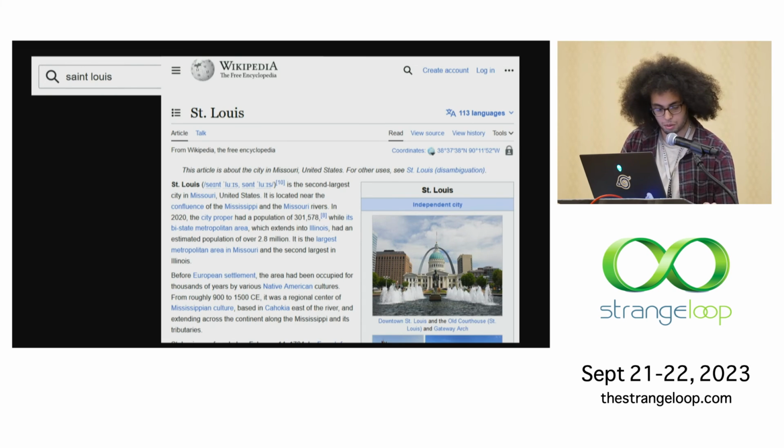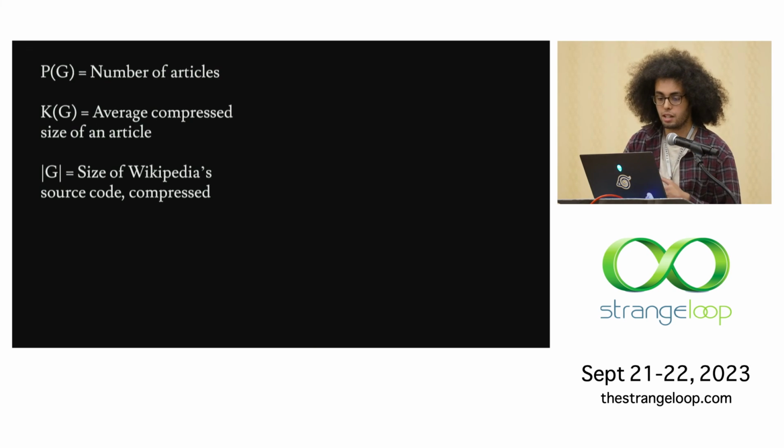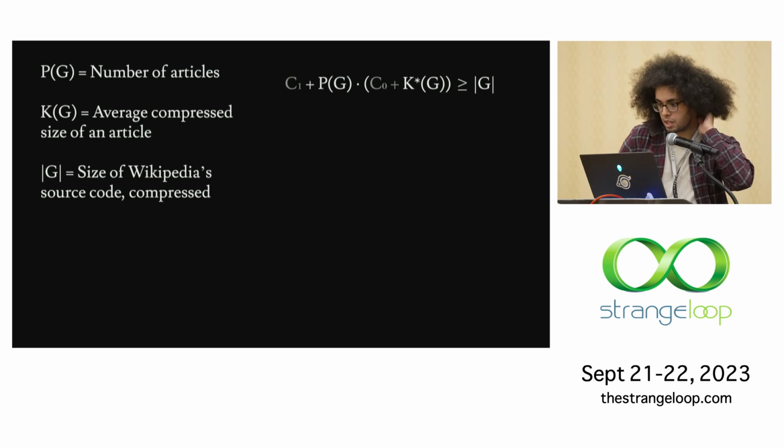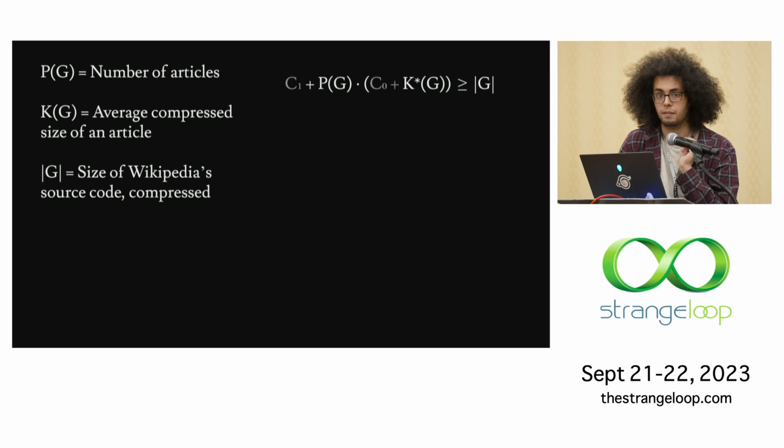So yeah, I don't have a lot of time, but here we suppose that Wikipedia is a generator, and we fill all of the variables with what they actually represent. So the possibility space is the number of articles, K of j is the average compressed size of an article, and the size of j will be the size of Wikipedia's source code as compressed as possible. And this is the third inequation, because we are in a very, very big generator. Remember, this is Wikipedia, it's massive. The constants that I showed you before, the one for the template and one for the commas, they don't really matter here. So the formula becomes way simpler as an approximation.